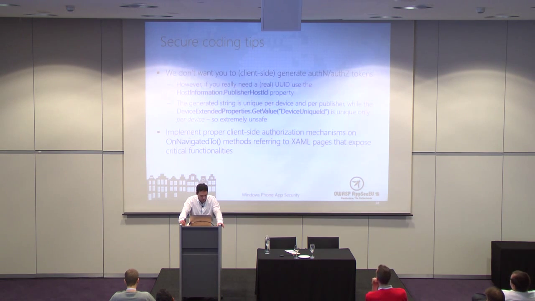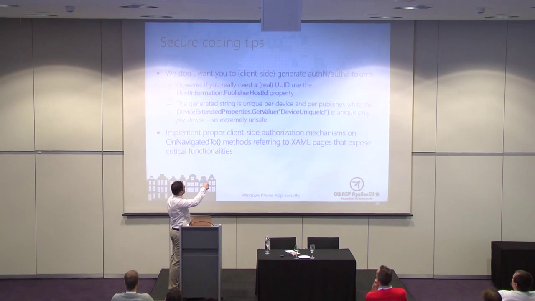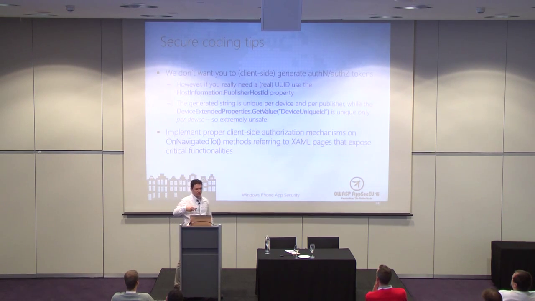Okay, so we have our secure coding tips. The first is that I don't want you to generate authorization or authentication mechanisms client-side. That's a good rule. But if you have to identify, not authenticate, your device, my suggestion is to use the publisher property, because this property is unique per device and per publisher.